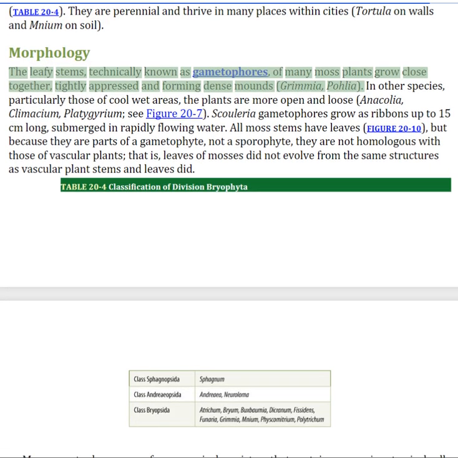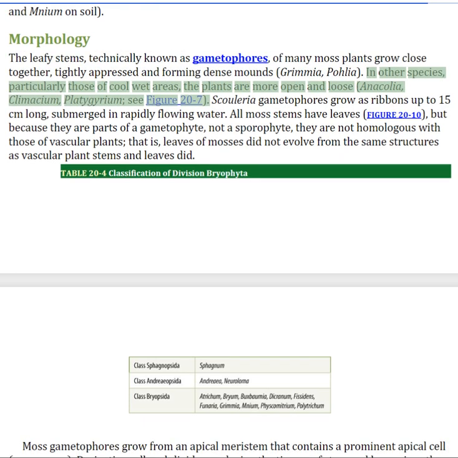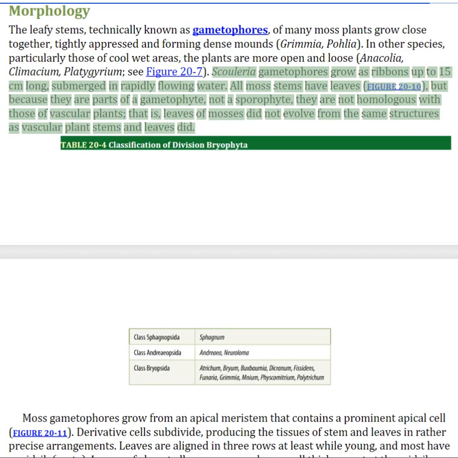Morphology. The leafy stems, technically known as gametophores, of many moss plants grow close together, tightly appressed and forming dense mounds. In other species, particularly those of cool wet areas, the plants are more open and loose. Scleria gametophores grow as ribbons up to 15 centimeters long, submerged in rapidly flowing water. All moss stems have leaves, but because they are parts of a gametophyte, not a sporophyte, they are not homologous with those of vascular plants. That is, leaves of mosses did not evolve from the same structures as vascular plant stems and leaves did.